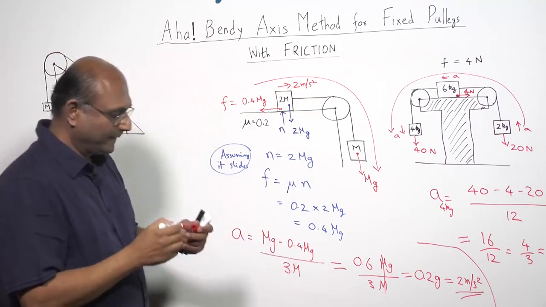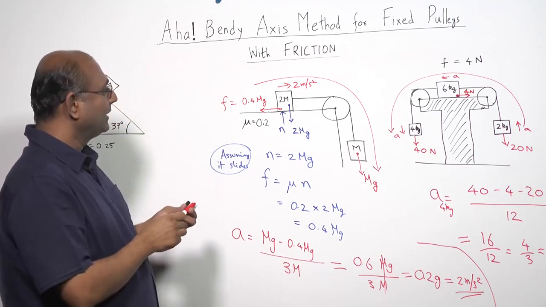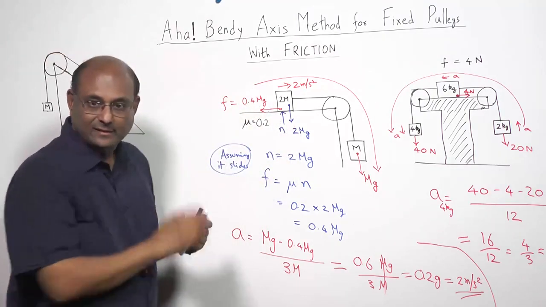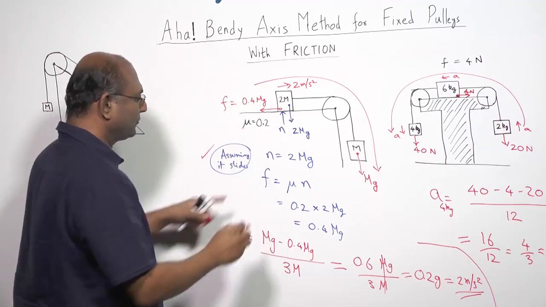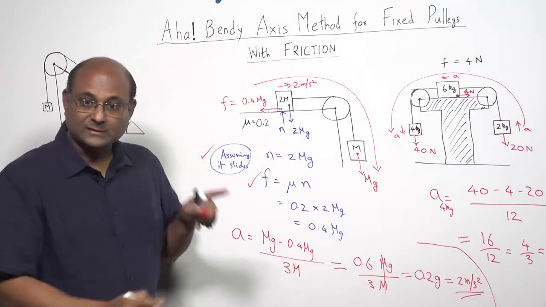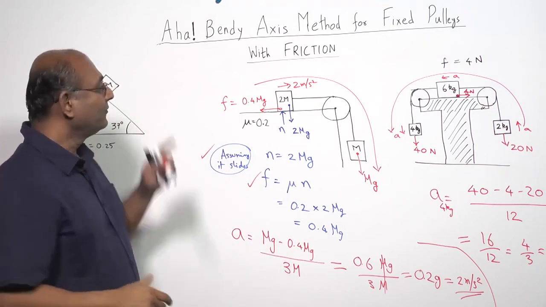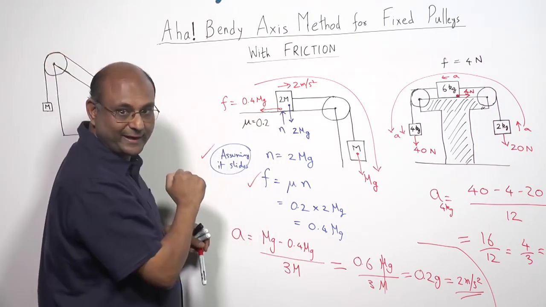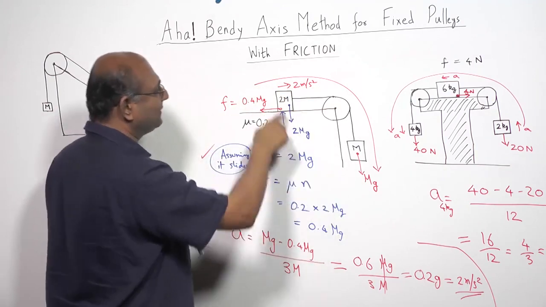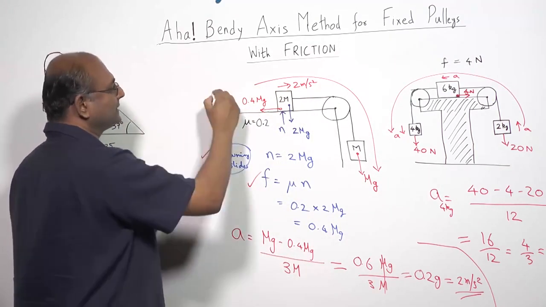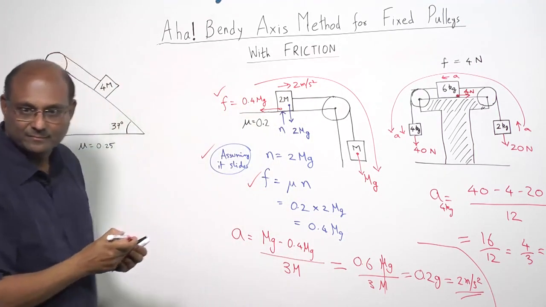Now let us check our assumptions. Our assumption was it is sliding, is it? Yes. So friction must be equal to mu n. Always come back with friction questions. After you solve, come back and check. We also assumed that friction force will be this way, because it's sliding that way. Does it slide that way? Yes. So this assumption and the direction assumption was correct.